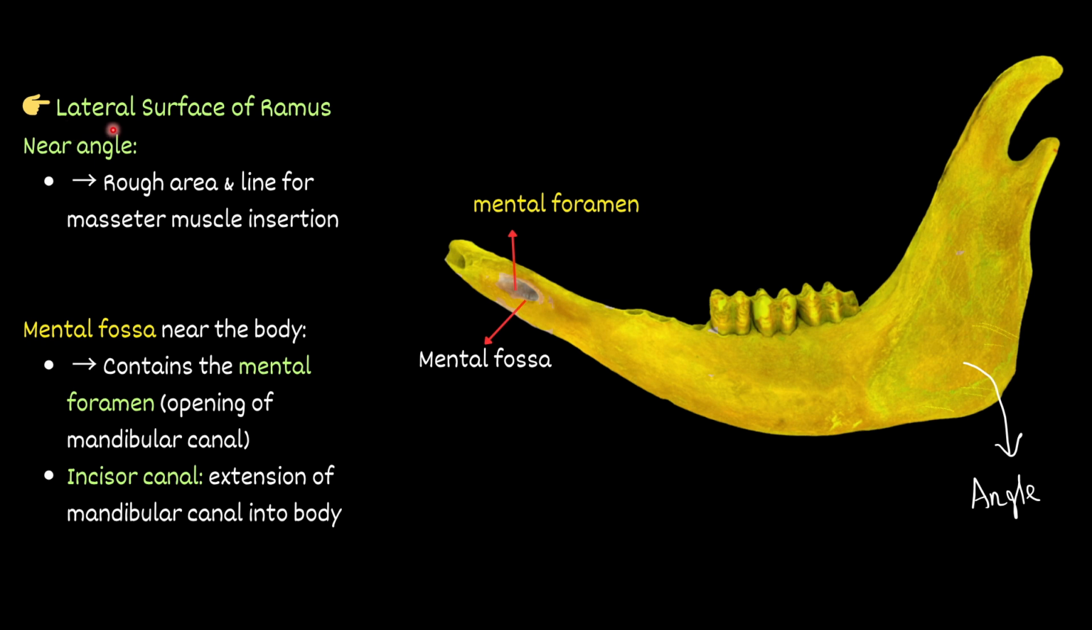Then the lateral surface of the ramus near the angle. At this point, what will you find? You will find a rough area for masseter muscle insertion. You will also find the mental fossa near the body. You can see this depressed area is the mental fossa. It contains the mental foramen, which is the opening of the mandibular canal. You will also find the incisor canal, an extension of the mandibular canal into the body.